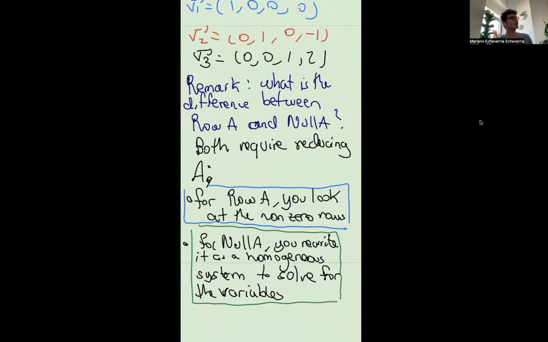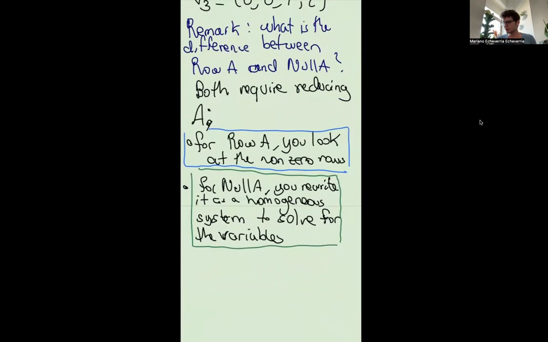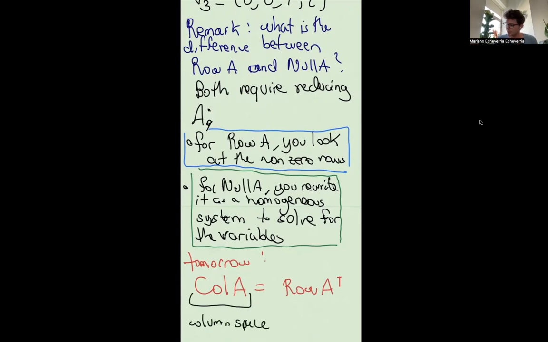The only thing that I'll explain tomorrow quickly, because this is the same idea, is how the column space is defined. Tomorrow we will talk about the column space, but that's just going to be the row space of A transpose. So it is not that different from what we have been doing so far. It is still computing a row space.